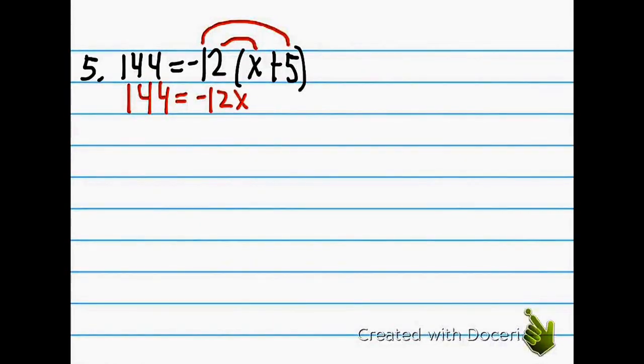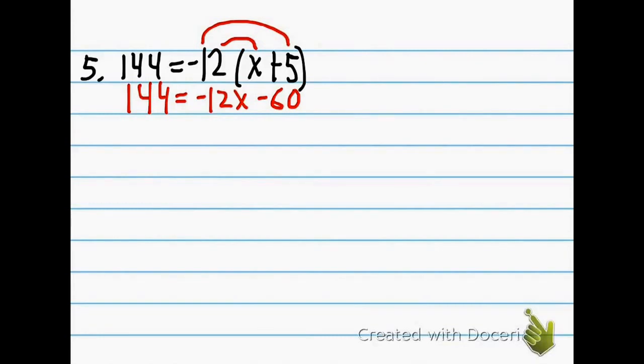So this is another distributing property problem. So remember, you have to distribute the -12 to everything in the parentheses. So 144 equals -12x. And then -12 times 5 is -60. So now you can solve it as you would a two-step equation problem.